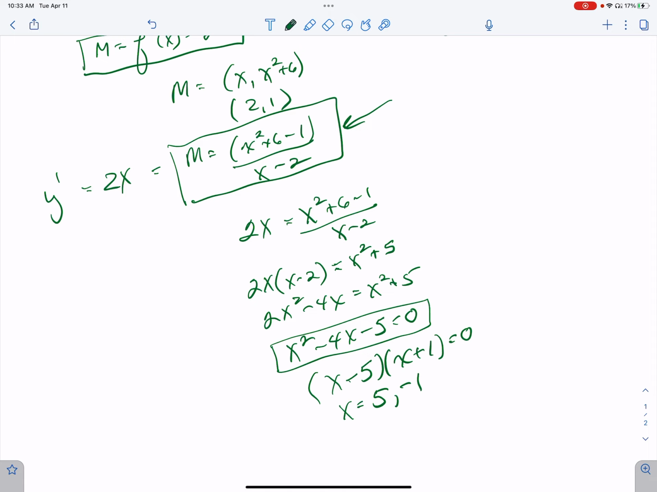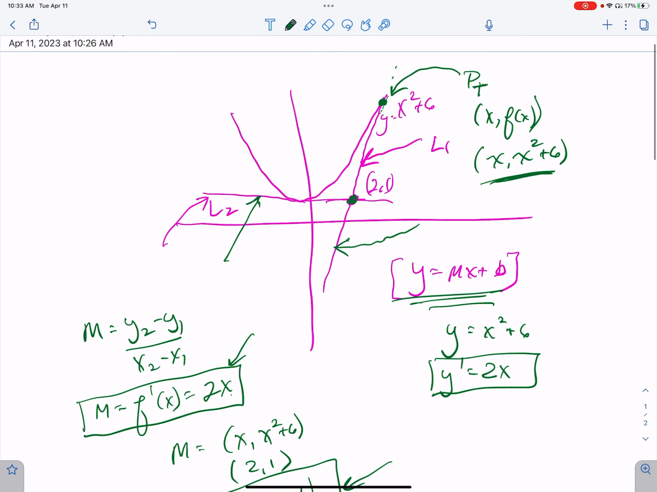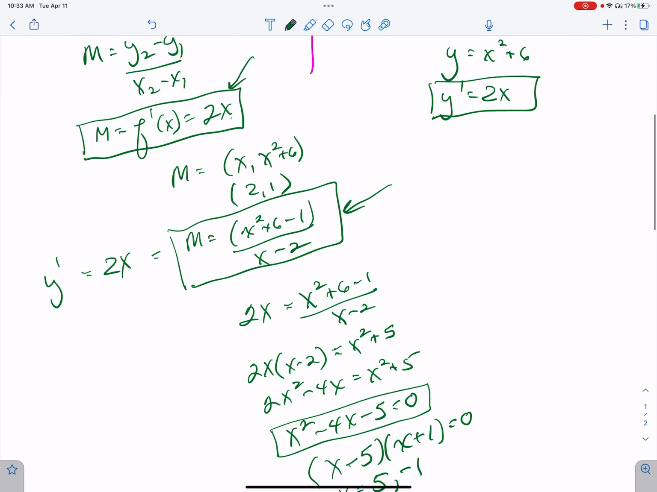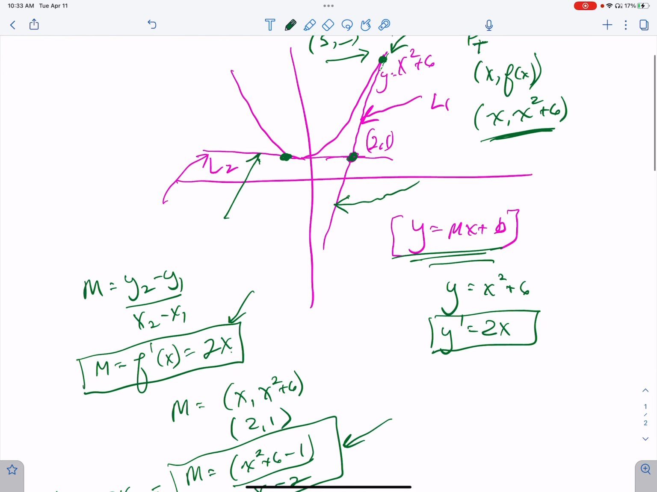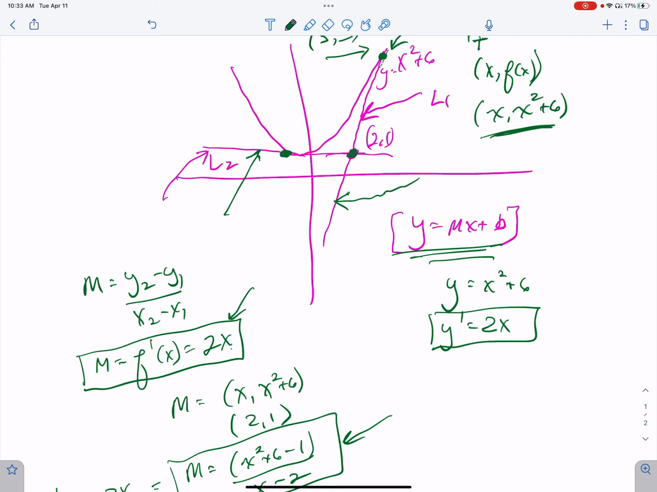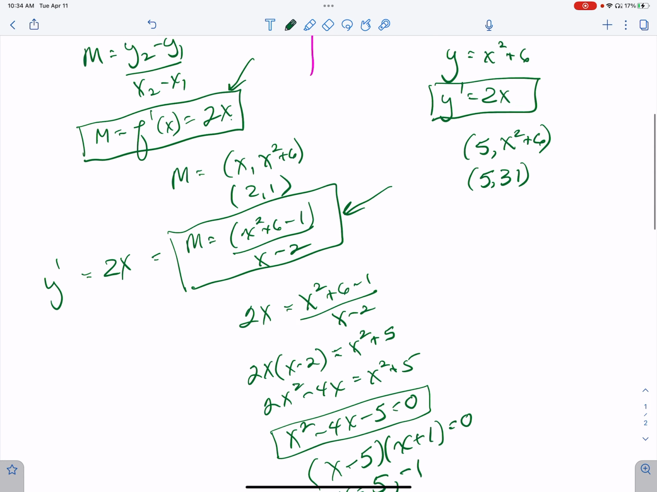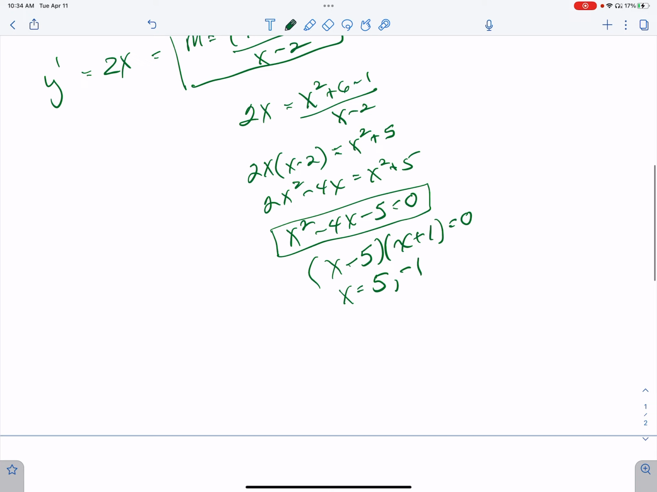Well, how can we have two solutions? Because we have 2 points of tangency. Again, we're only going to be interested in one of them. And from the graph, we can see that this point here is going to be (5, something). Well, what is that something? That should be pretty easy to know. If the x value is 5, then the y value is x squared plus 6, which is going to give us 31. Well, we're almost done, because to finish up here, we want to utilize the point-slope form.